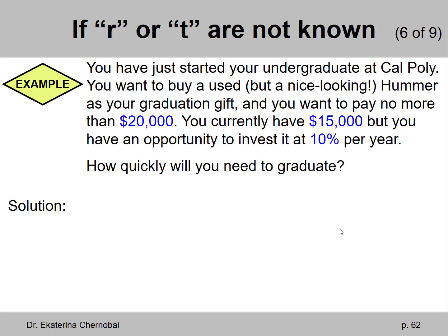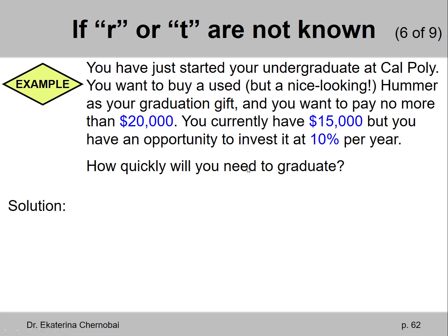Okay, example. You have just started your undergraduate degree at Cal Poly. You want to buy a used but nice looking Hummer as your graduation gift, and you want to pay no more than $20,000 for it. You currently have $15,000, but you have an opportunity to invest it at 10% per year. How quickly will you need to graduate?